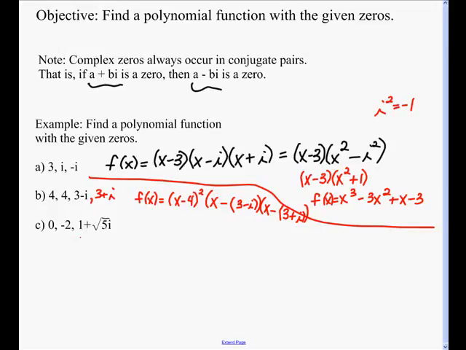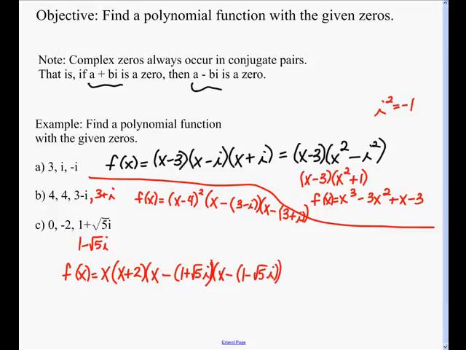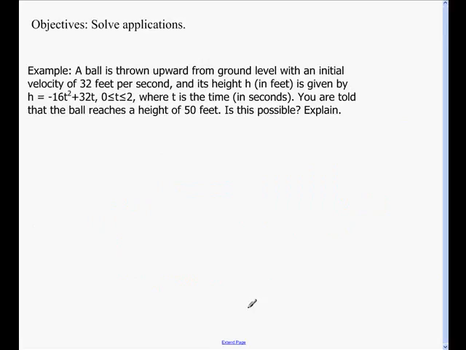Then on the last one we have 0, negative 2, and 1 plus the square root of 5 i. So here again we have one complex 0, which means that there's another one lurking around, which is its conjugate. So we would have the polynomial to be of the form x minus 0, which is just a factor of x, minus this negative 2, which is really x plus 2, and then we have x minus our complex roots, which would be x minus 1 plus the square root of 5 i, and x minus 1 minus the square root of 5 i. And again, you can multiply that all out to figure out what the exact polynomial is.